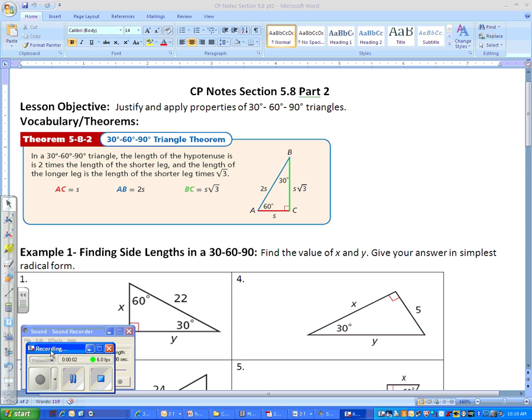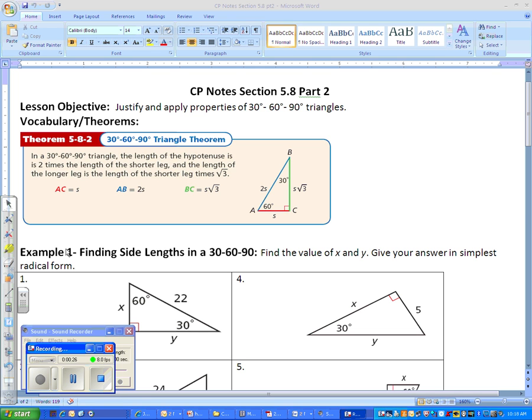Okay, in the last part of chapter 5, 5.8, we start talking just about 30, 60, 90 triangles. So 5.8 is really split up into two sections. A part that talks about 45, 45, 90, which we talked about yesterday, and then 30, 60, 90 triangles. And we already talked about why 45, 45, 90 triangles are so special. Today we're just talking about 30, 60, 90.